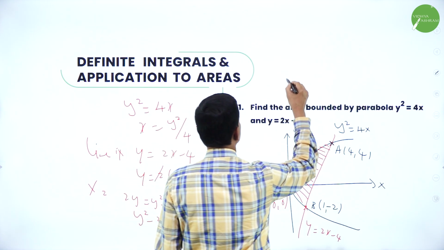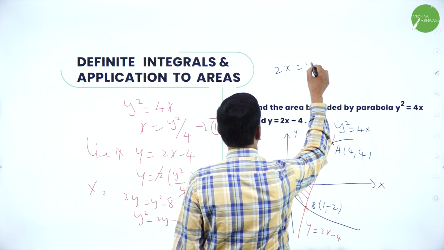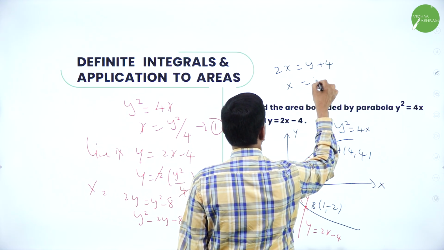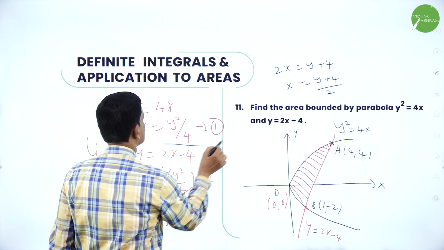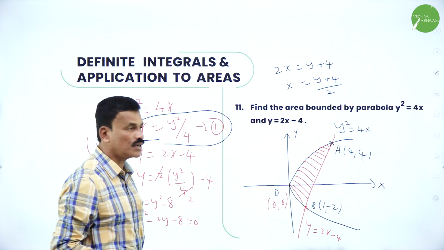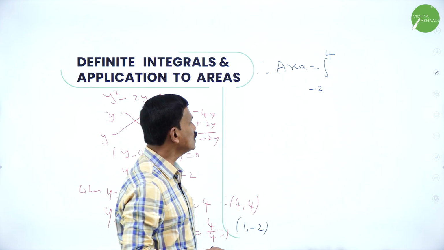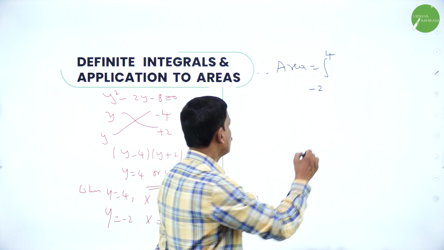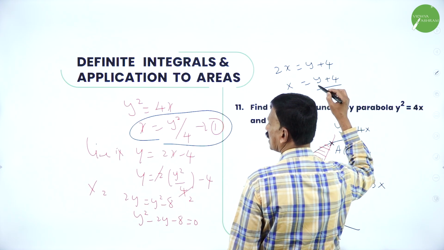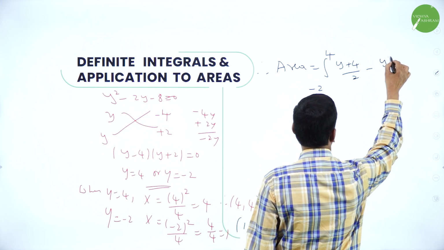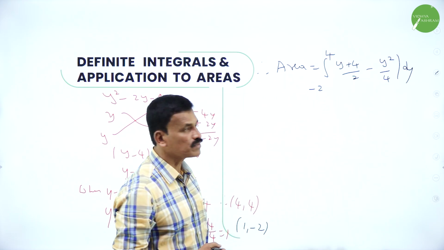of, what is x from this? So, 2x is equal to y plus 4. Therefore, x is equal to y plus 4 by 2. Another value of x is x is equal to y square by 4. So, therefore, the required area is equal to integral minus 2 to 4 of y plus 4 by 2 minus another value, y square by 4. Integrate this between the limits minus 2 to 4 with respect to dy.